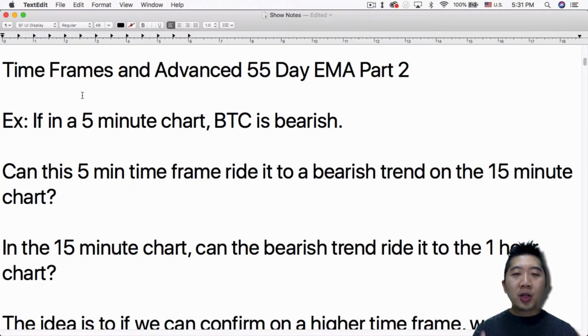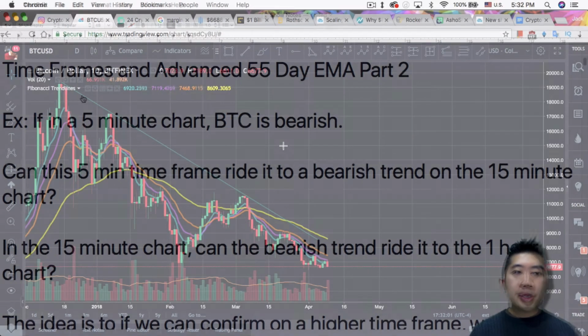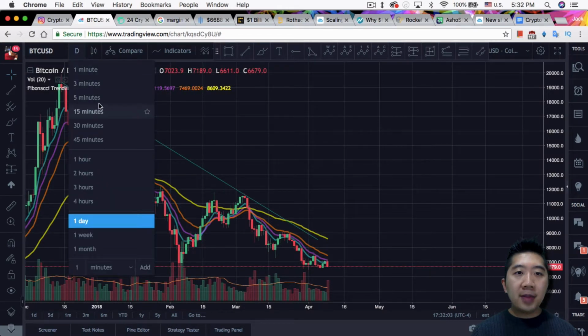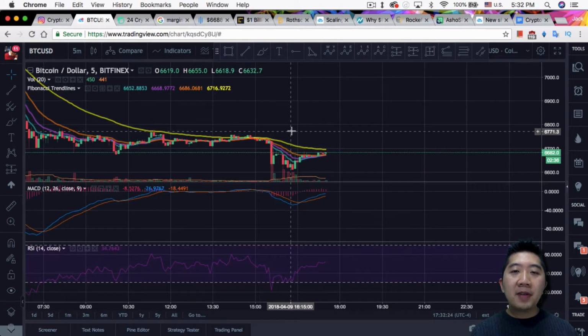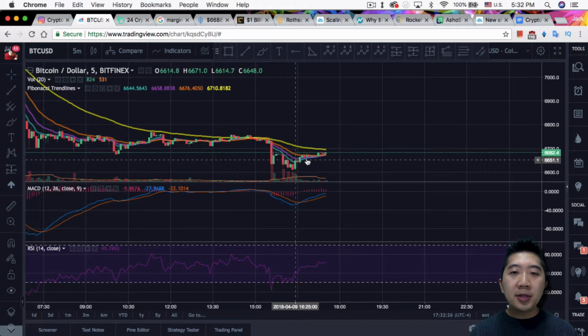So you just want to go from a very low time frame, like 5 minutes, for example, and look for a trend there. So in this case, you see a bearish trend, and now you would go up to a higher time frame, like a 15-minute time frame, and just see, hey, is this trend following through? And the next thing is, in the 15-minute chart, can the bearish trend ride up to an hour time frame, and just keep on going up and up? So in this case here, let's just go back to the 5-minute time frame, for example. The 55-day EMA is above everything else.